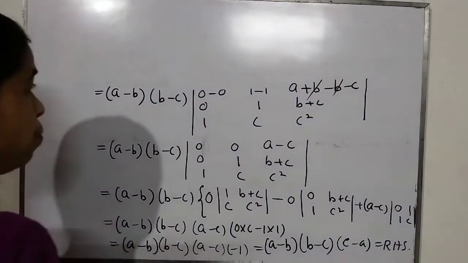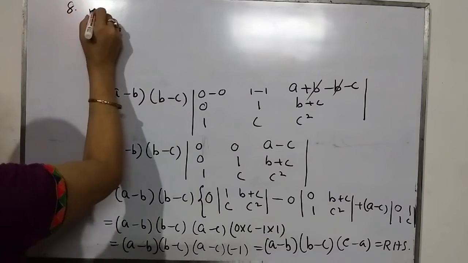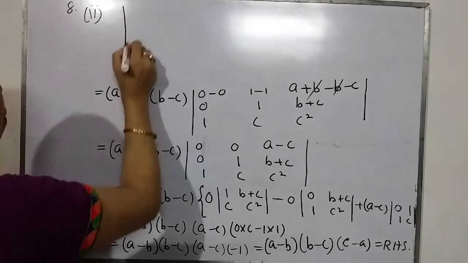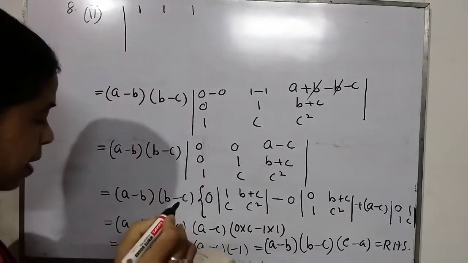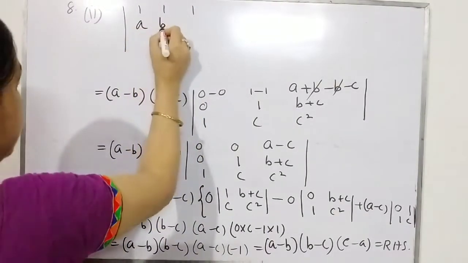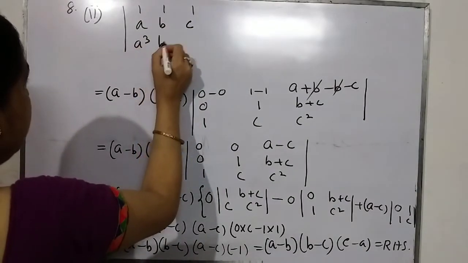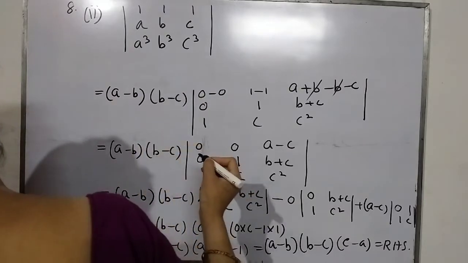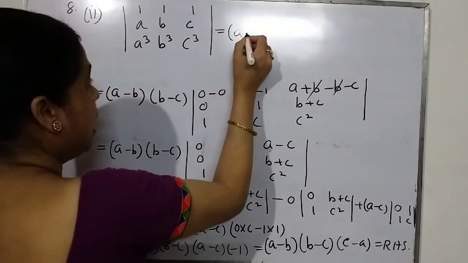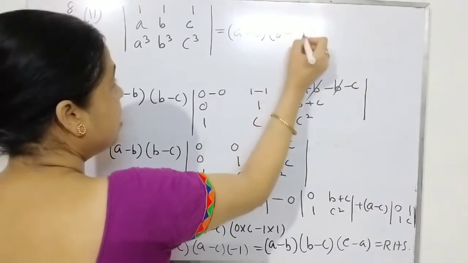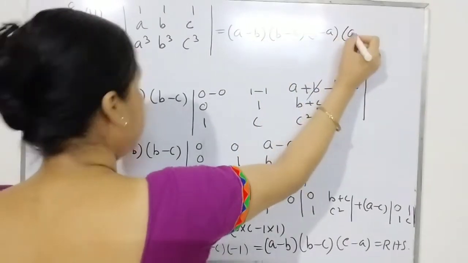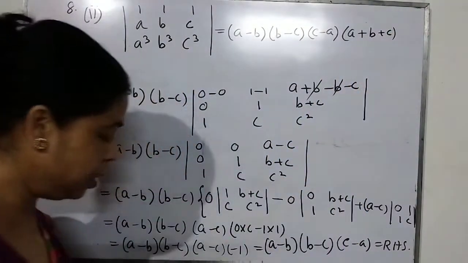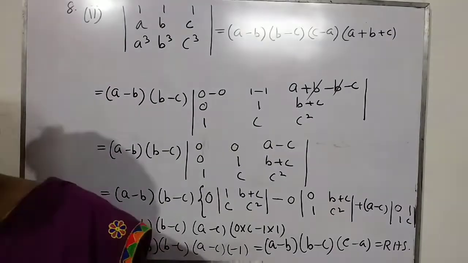Your second question of 8 is, your first row is 1, 1, 1. This is your first row, 1, 1, 1. The second row is A, B, C. Third row, A cube, B cube, C cube. And your right hand side is A minus B, B minus C, C minus A, and then A plus B plus C. This is your second question of 8.